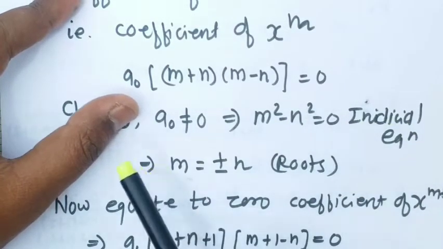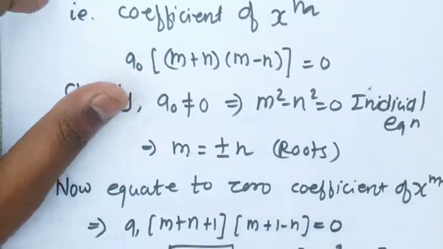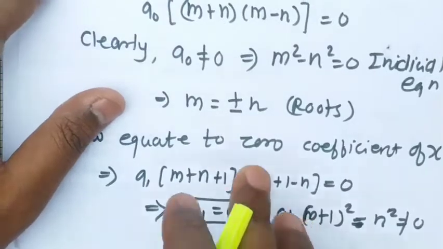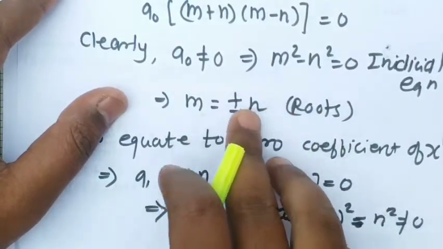The roots of this polynomial are m equal to plus n and minus n. So these are the roots. Two roots we have obtained, plus n and minus n. Now what is the next thing? We determine the values of y for these roots, right?